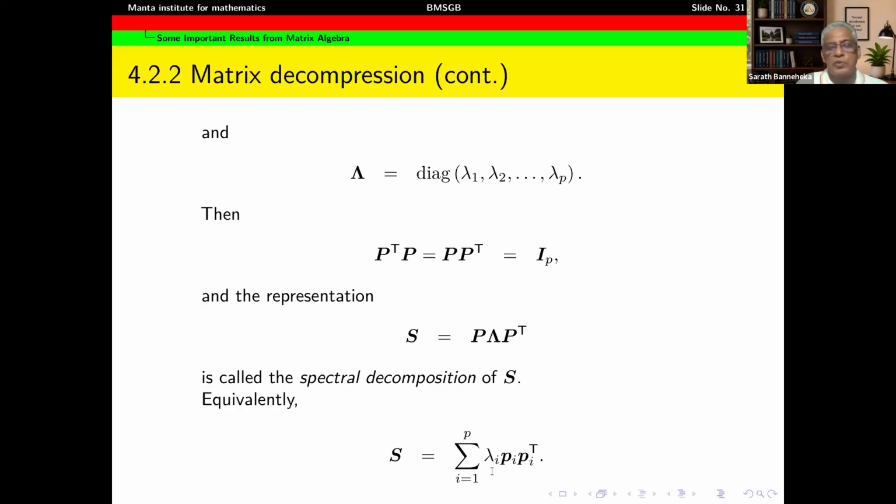So S is equal to the sum of several matrices. Each matrix is coming from the corresponding eigenvalue and eigenvector. So lambda i times p i transpose gives you a matrix. So when you add all those matrices, you get S.